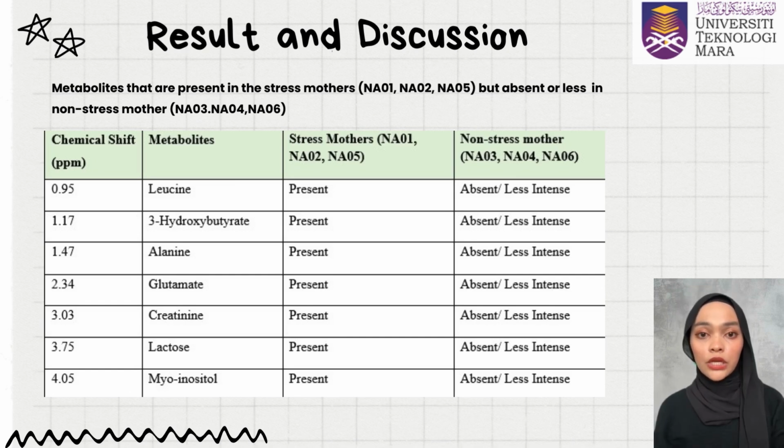So the next metabolite is 3-hydroxybutyrate. The range of chemical shift is 1.15 to 1.20 ppm. As we know, 3-hydroxybutyrate is a ketone body produced during fatty acid breakdown and is crucial for energy production, especially during fasting or low carbohydrate intake.